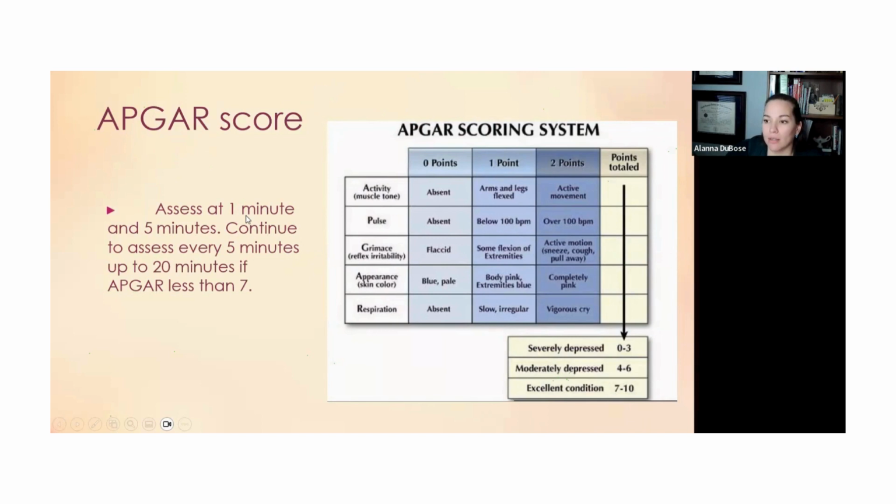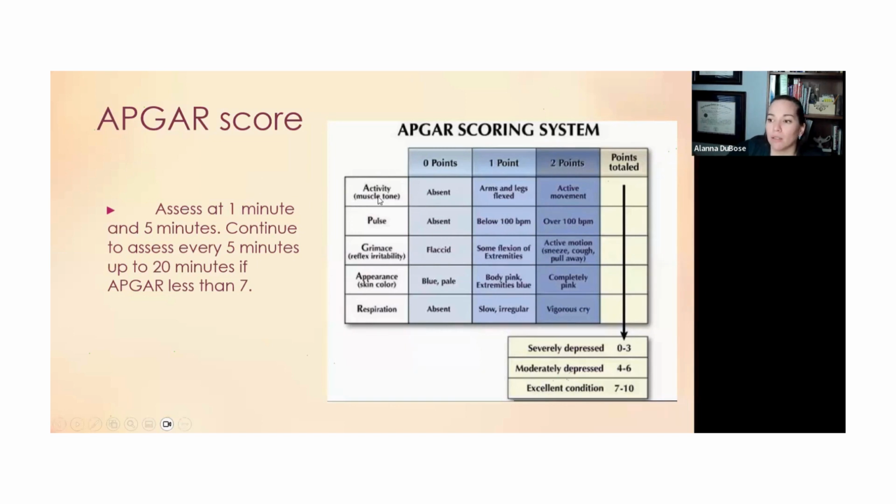We assess at 1 minute and 5 minutes, but if the baby had a score 0 to 6 at any point in the 1 minute or 5 minute mark, then we're going to continue and get it at 10 minutes, 15 minutes, and 20 minutes. So we'll continue it every 5 minutes up to 20 minutes. By the time 20 minutes has passed, the baby's either already going to the NICU or the baby's already pronounced if it's doing really badly. So 20 minutes gives us enough time to see the trend. Is this baby getting better or getting worse, or what's going on?